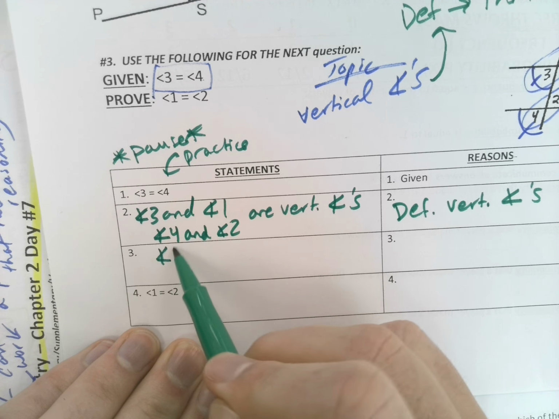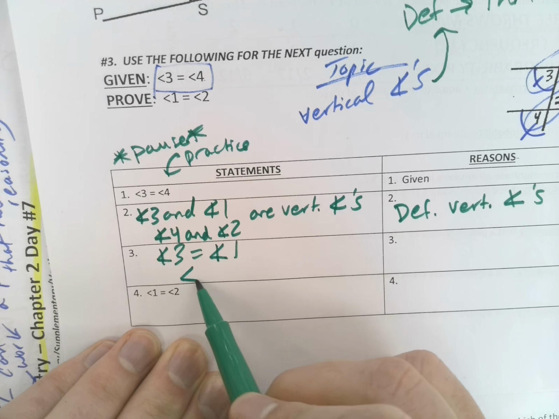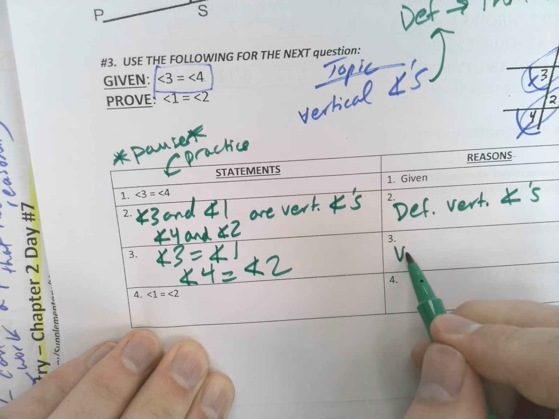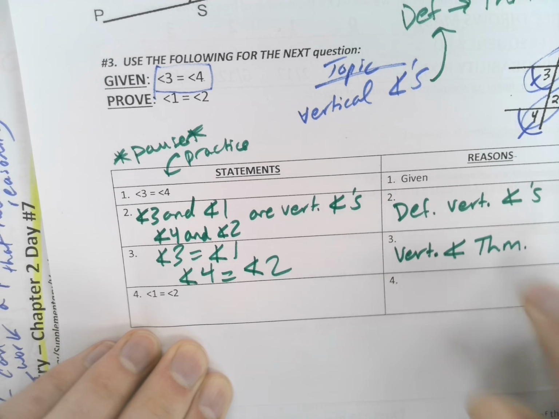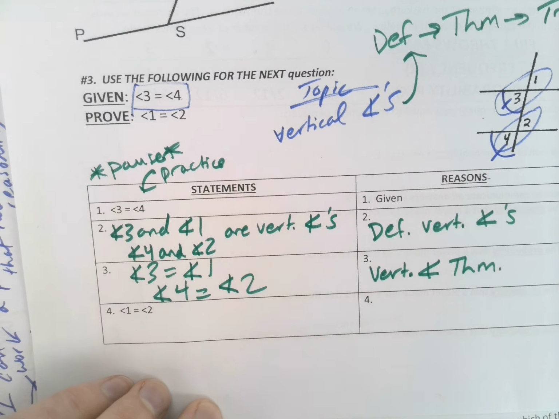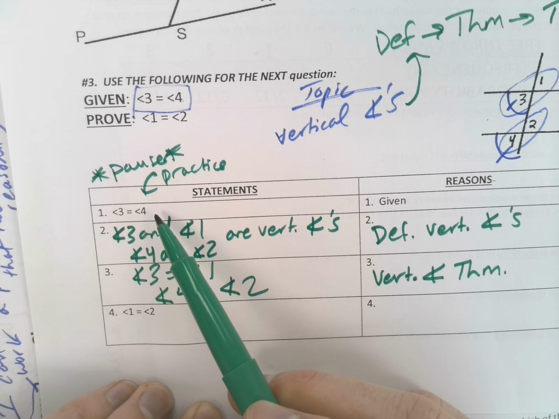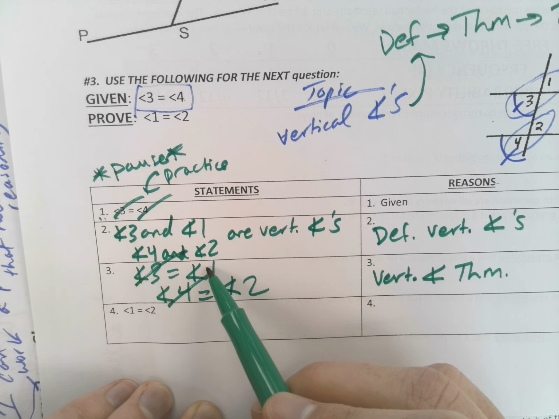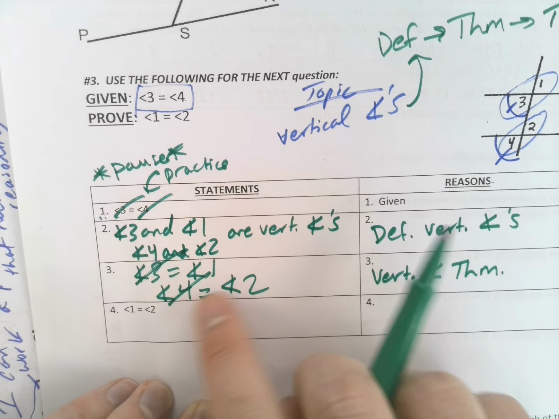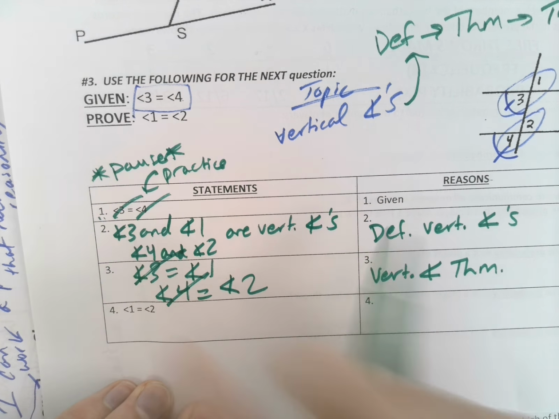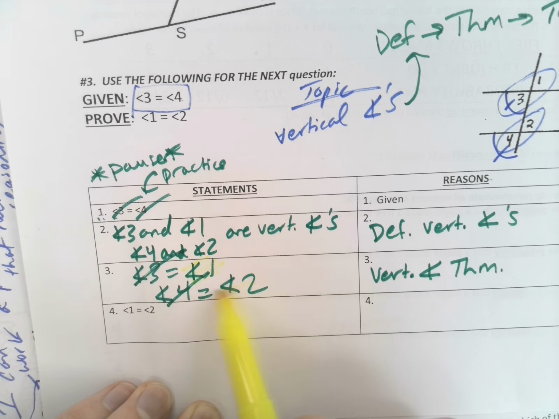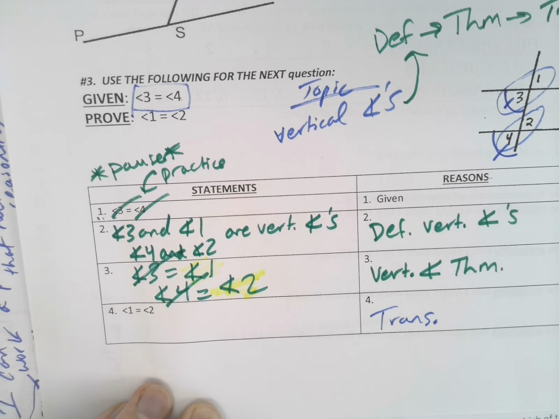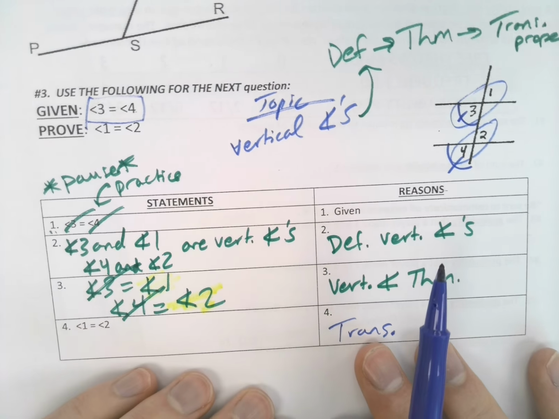Now, based off these being vertical angles, what can we then say? That's right. We can say that angle 3 is going to equal angle 1, and angle 4 is going to equal angle 2. And that's thanks to our theorem, the vertical angle theorem. That's going to let us say that. Excellent. Well now, if 3 equals 4, and we know 3 equals 1, 3 equals 4, and 4 equals 2, then we can say, cut out the middlemen, then 1 is going to equal 2. Thanks to my favorite property, transitive. So take a second, guys, look back over this. See what you think. See if that makes sense.